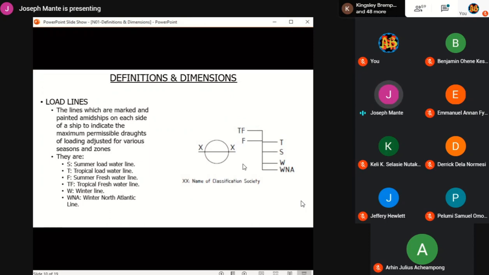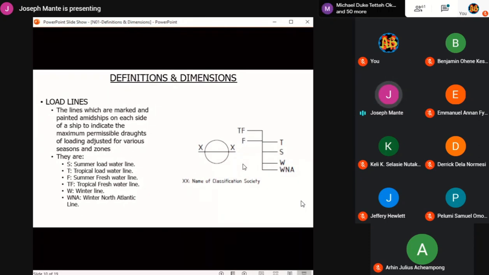WNA means Winter North Atlantic load line. All these ones have been done, known, and scraped on the hull of the vessel. When you go to YouTube or wherever, you'll get to see videos or pictures of how these things have been inscribed on every ship. Without that, they will not permit you.